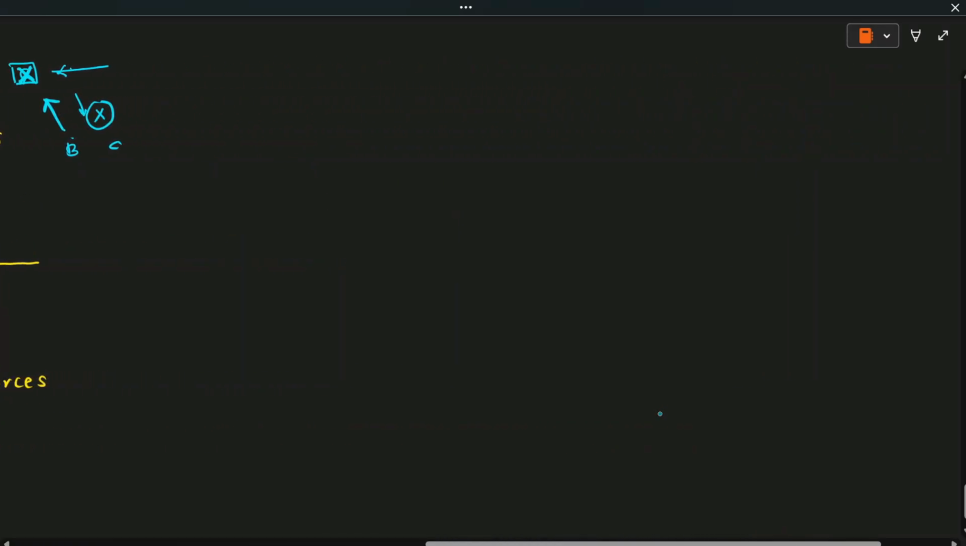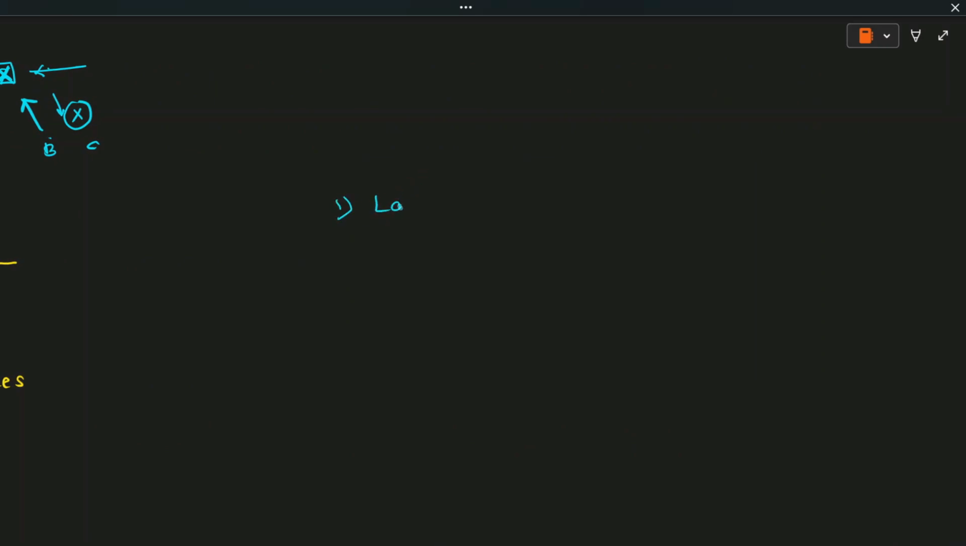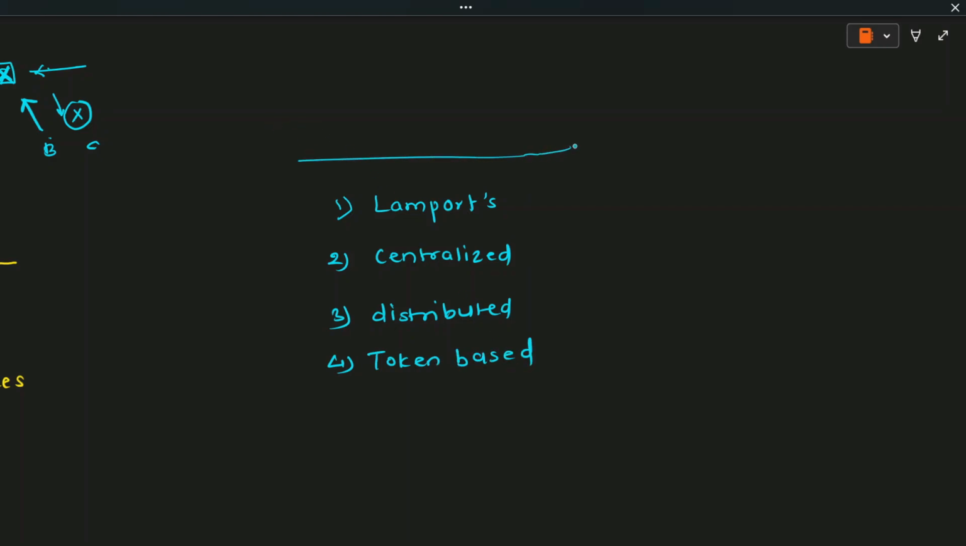We are going to see a few algorithms under the mutual exclusion synchronization. The first one is going to be Lamport's algorithm. The second one is going to be the centralized algorithm. The third one is going to be the distributed algorithm. And the fourth one is going to be the token based algorithm. These algorithms we will see in the upcoming session.